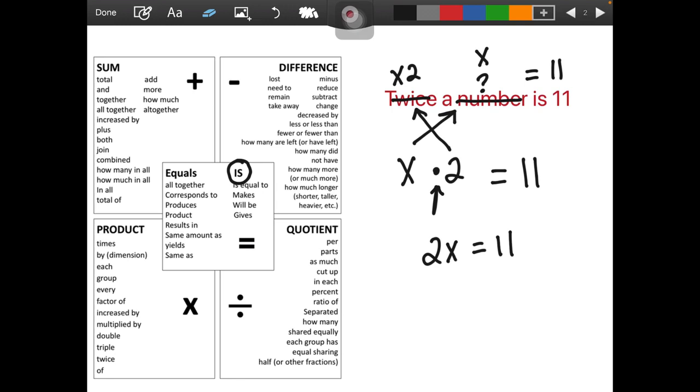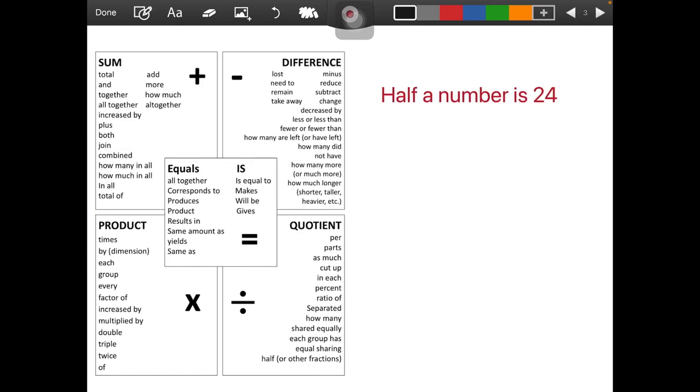Now, when you are looking at math problems, you will probably see it like this one right here, where the 2 and the x are right next to each other. So I can see here that it is multiply. So if I look down here, double, triple, twice, this all means multiply. And I can see that those words are right there. Let's look at another example.